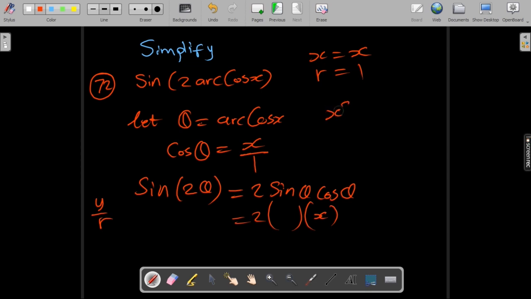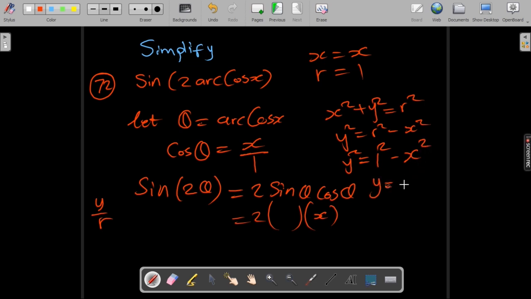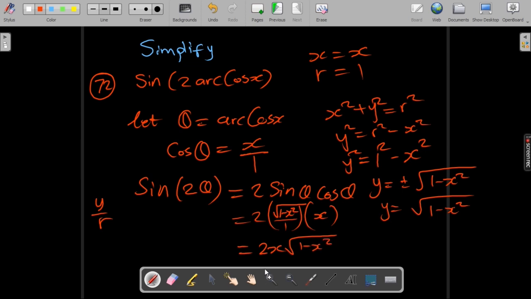So let's find y, and we're going to use the Pythagoras theorem to find it. Our y will be the square root of r squared minus x squared. Our r is 1 based on that, and our x is just x, so we're going to square it. So our y would be plus or minus square root of 1 minus x squared, and if you take the positive one, we can then substitute it in here. So now sine theta, which is y over r, is square root of 1 minus x squared over 1. And if you multiply everything, we're going to get 2x square root of 1 minus x squared.